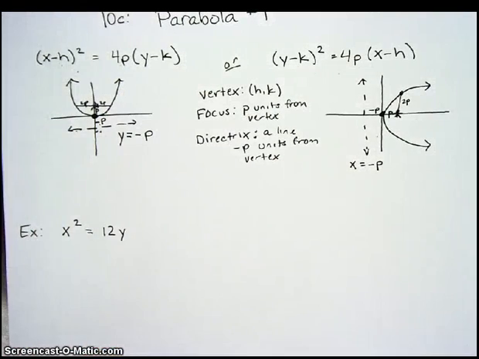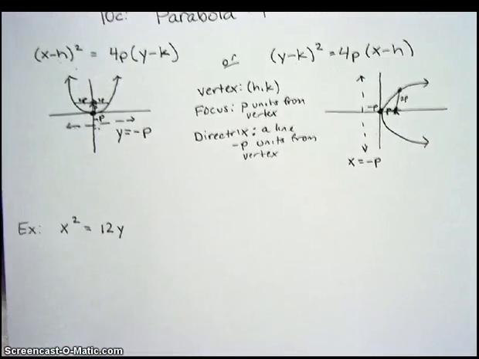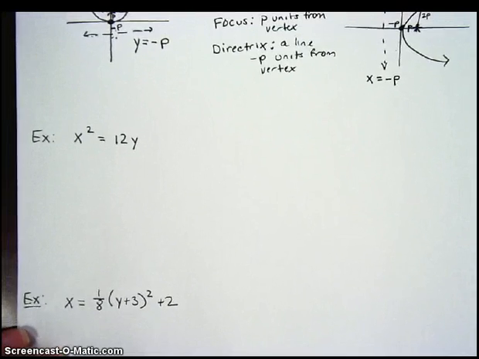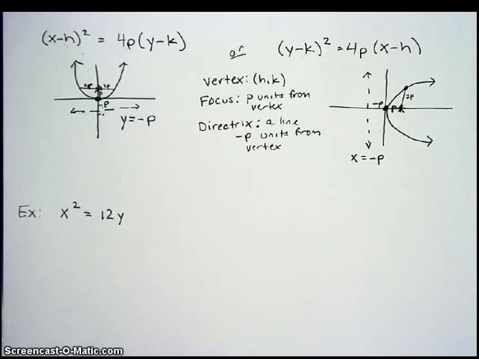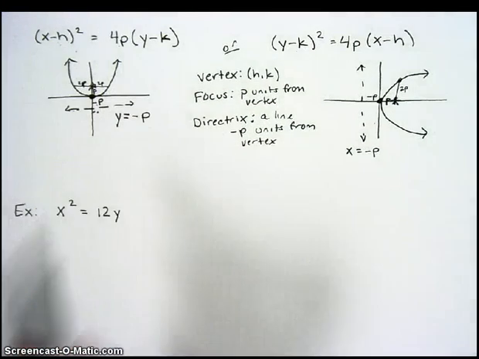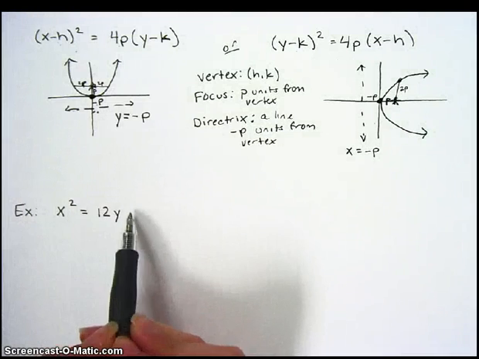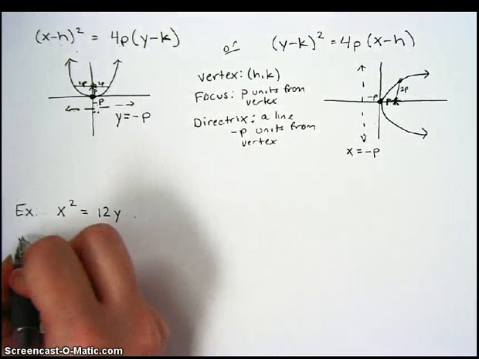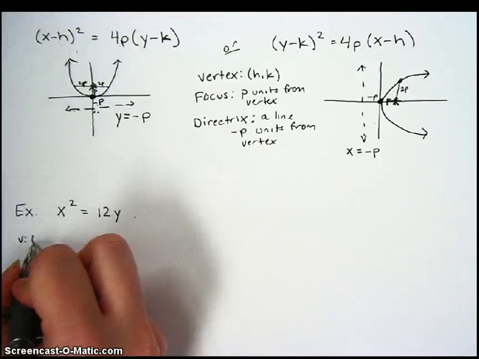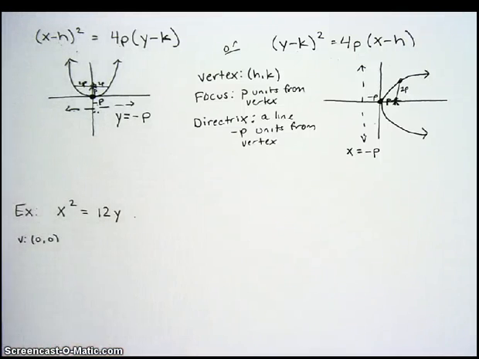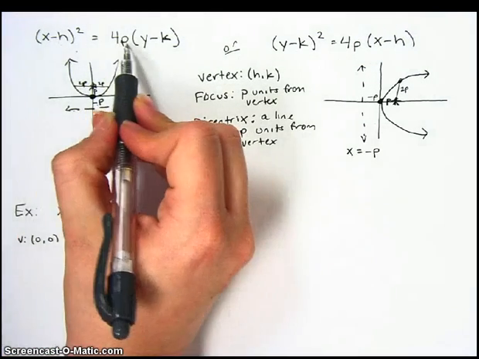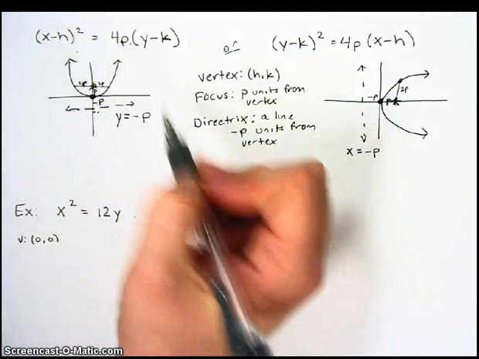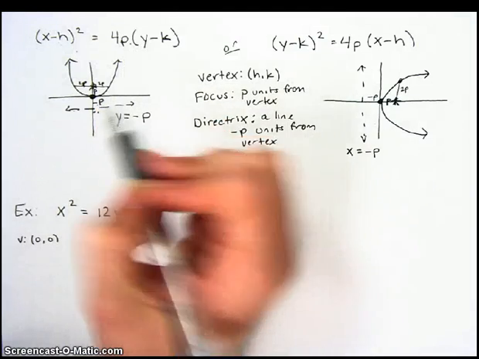Okay, so let's get into some examples so we can actually see what's going on here. If we look at x² = 12y, you notice the difference between these two right now is it doesn't have the h and the k. That lets us know that our vertex is going to be at (0, 0). We also don't have it written as 4p. You want to make sure it's written as 4 times your p value.